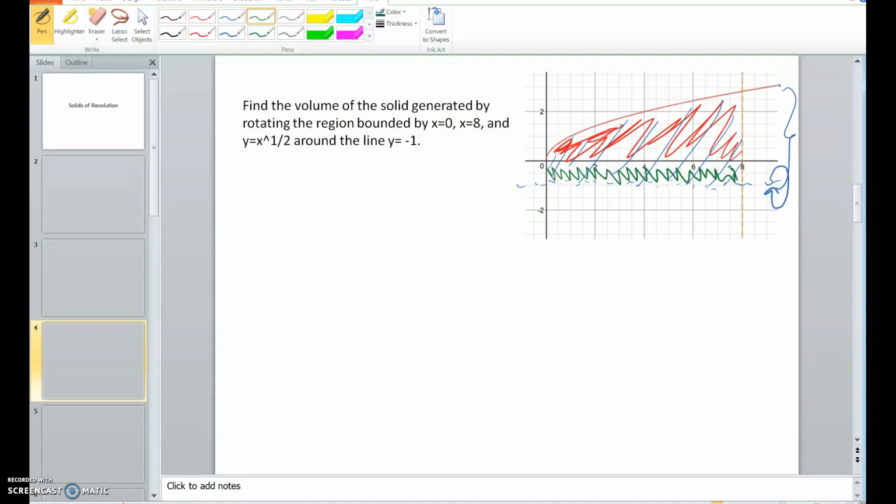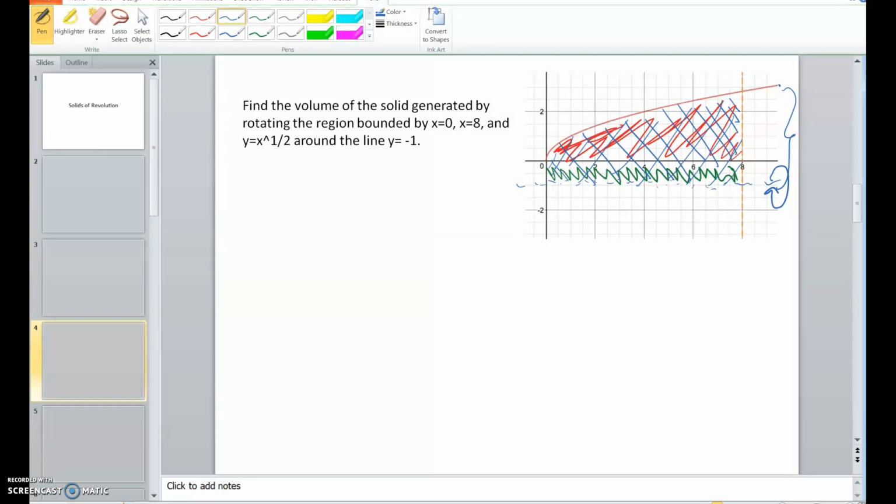So we're going to figure out the volume of the solid that would result if we spun the blue region around, and then subtract out that center section created by the green region, and that will leave us with the volume of the solid that only came from the red region.